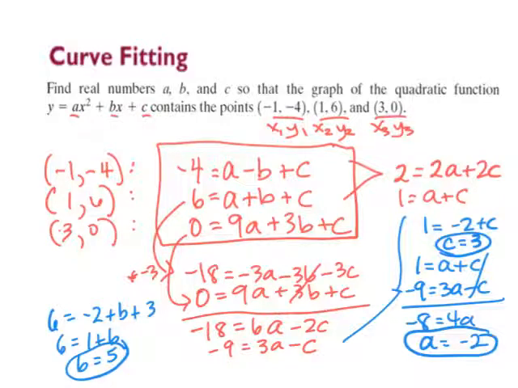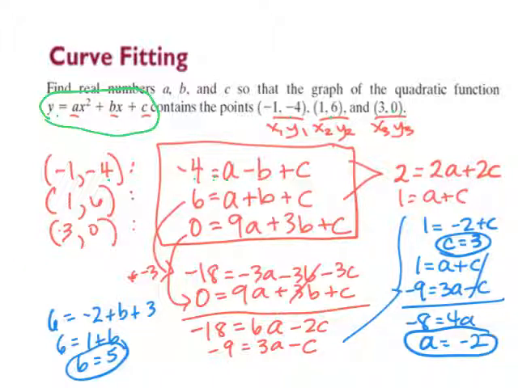There's a lot going on here, but what I did was take this equation here, and I plugged in each of these ordered pairs one at a time. So I took the equation, and y is negative 4 equals negative 1 squared, which is 1a, plus b times x, or negative 1, so negative b, plus c.